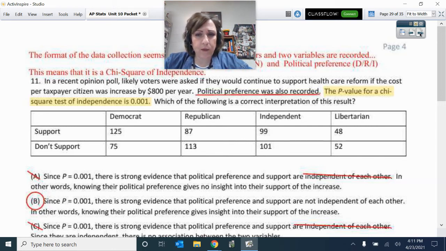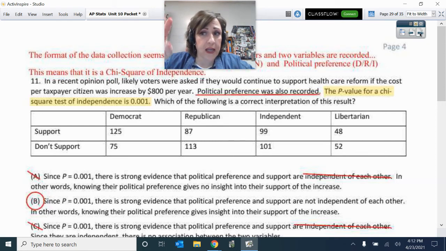So number 11. When I'm reading this, I can tell that we are getting just one sample of voters, and then we're categorizing them based on two variables. Their political party affiliation was also recorded, in addition to their support of the healthcare reform cost per taxpayer increase.